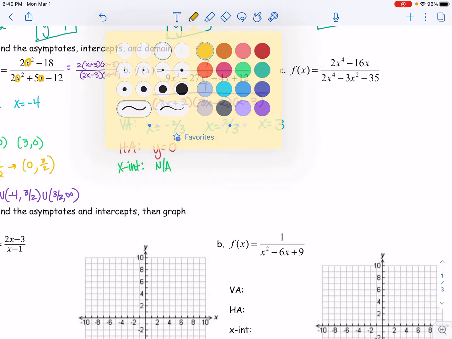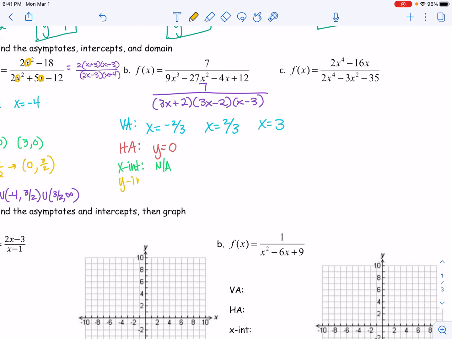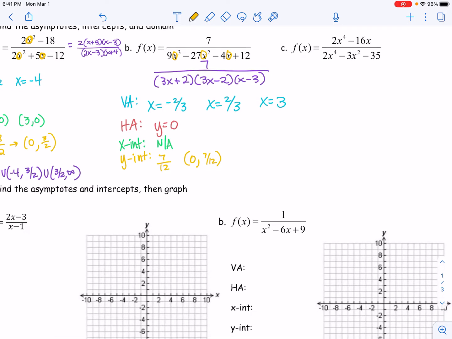And then lastly, my y-intercept. I am plugging in 0 everywhere I see an x. This time it's going to be easier to plug it into that standard form. That way I get 7 divided by 0 minus 0 minus 0 plus 12. So that's 7 over 12. As an ordered pair, that's going to be (0, 7/12), and that doesn't reduce. So that is my y-intercept.